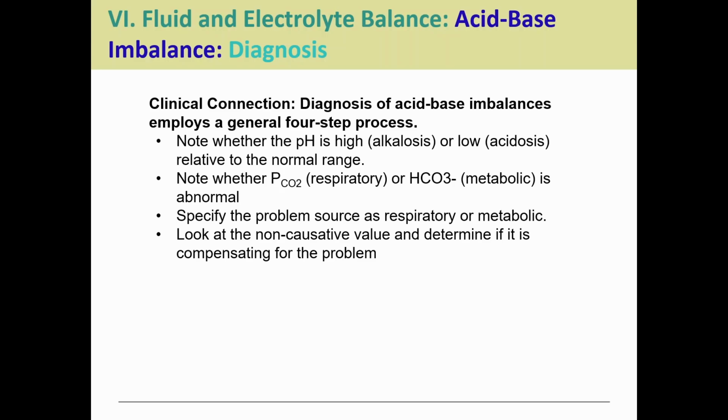And so what do we do to figure this out? How do we diagnose an acid-base imbalance? Really, it comes down to a couple things. We have to know where the pH is. Are we on the high end? Are we on the low end? We're going to look at the partial pressure of carbon dioxide to see if it's respiratory, or we're going to look at bicarbonate to say, hey, this is metabolic. We are going to then specify the problem source as respiratory or metabolic, and then we're going to look at the non-causative value and determine if it is compensating for the problem.